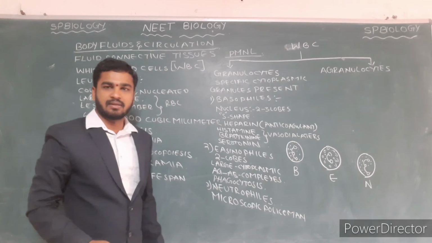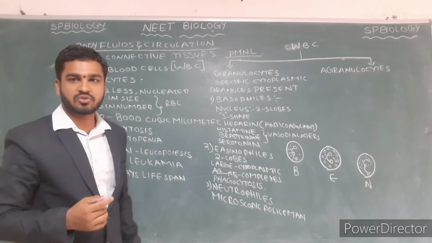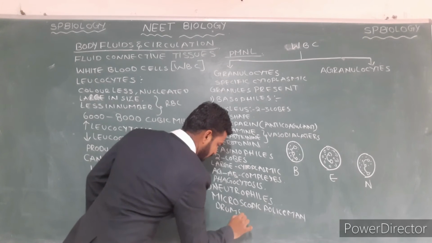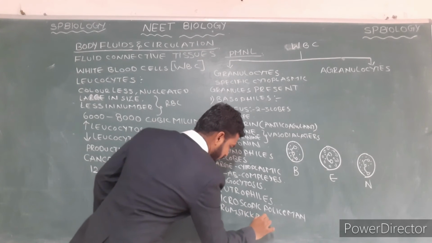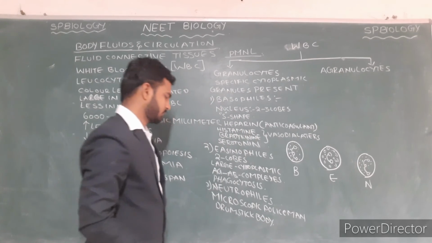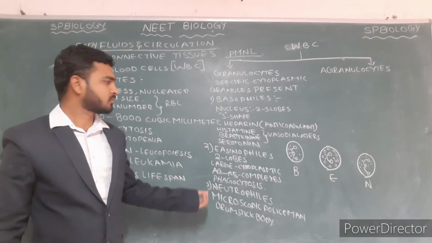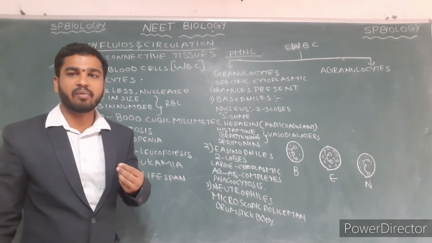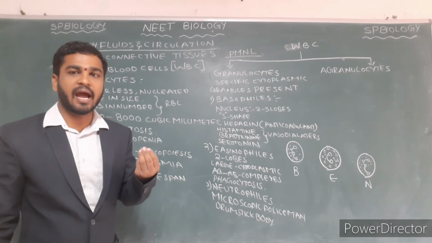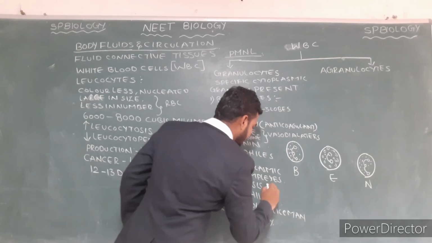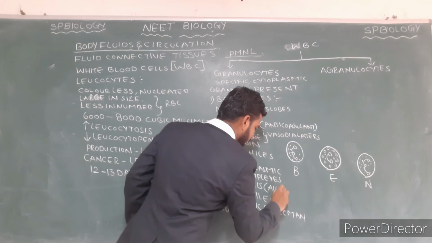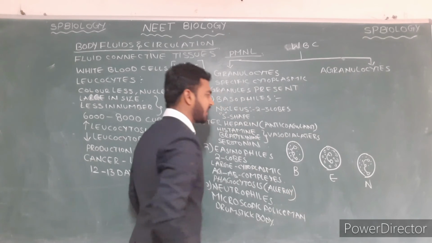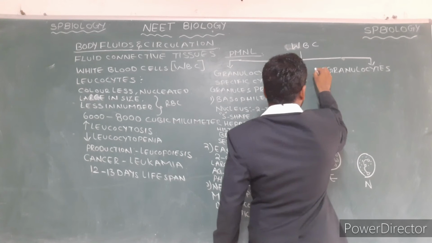In female mammals, an extra chromosome is present in neutrophils that is known as the drumstick body. This is regarding neutrophils. Whereas eosinophils, or acidophils, increase during allergic reactions and during helminth infection.